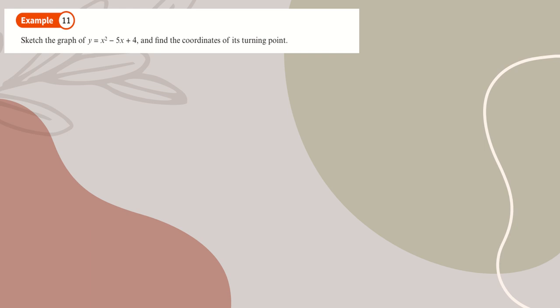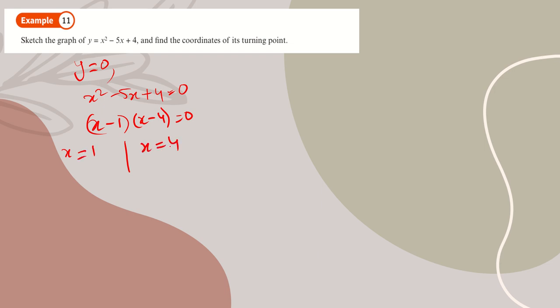Sketch the graph of y equals x square minus 5x plus 4 and find the coordinates of its turning point. Let's first figure out the values of x. To find the values of x, we put y equals 0. So we can write x square minus 5x plus 4 is equal to 0. I believe you already know how to factorize a quadratic expression. So you will get x minus 1 and x minus 4 is equal to 0. So you will get the values of x to be 1 and 4. So I am done with the values of x.